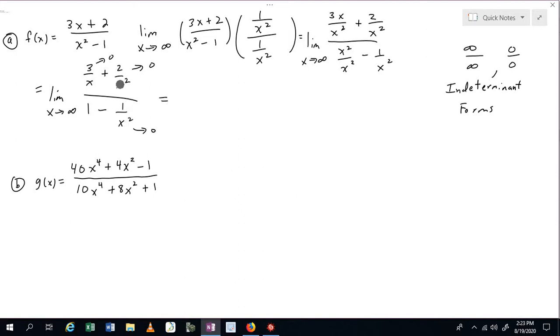And so I think you can see that the top is getting closer to 0, whereas the bottom is getting closer to 1 minus 0, which is 1. And so this is heading towards 0. So the limit of this function would be 0. All right, so that's the end behavior on the right-hand side. As x heads towards infinity, the y value of this function is getting closer and closer to 0. Okay, we also need to check the end behavior as x heads towards negative infinity.